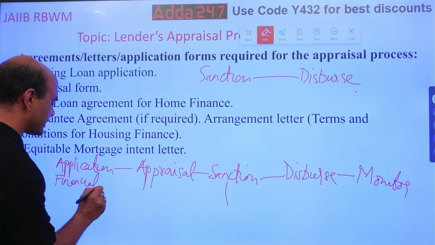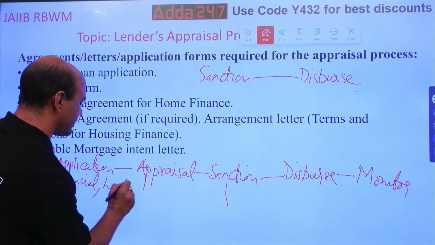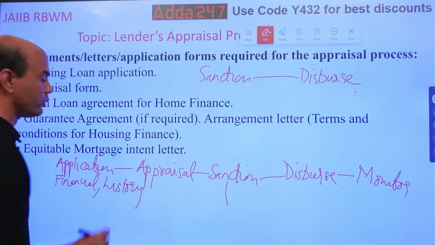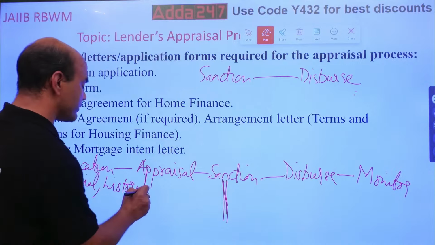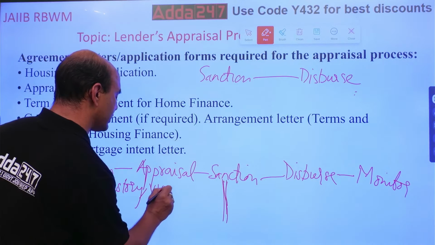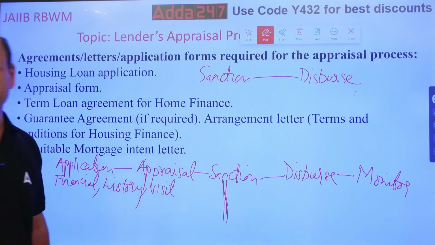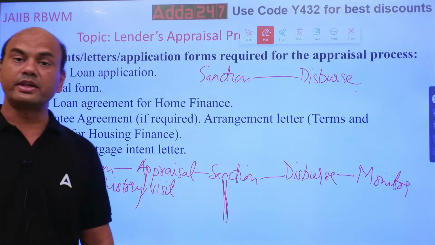I check the history of that customer. Everything is done up to sanctioning. Okay? Then I do the branch visit. Visit is done in the office, so where do I make the visit? Where should I make the visit for any customer?